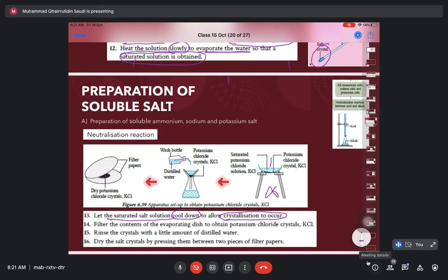It might take a little longer. It depends on the salt and on the volume of salt we want to produce. Maybe a day, maybe two days, maybe a few hours, but you should be able to see the crystals after you let it cool. After the crystals form, remember our aim is to obtain potassium chloride, so we cannot just leave it like that. So what should you do?